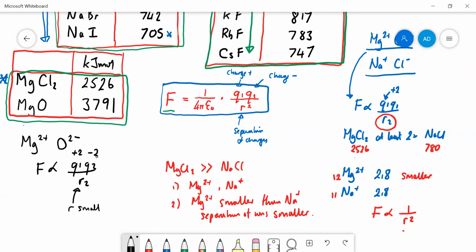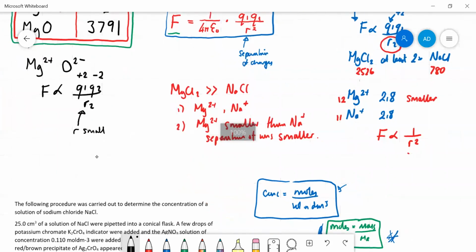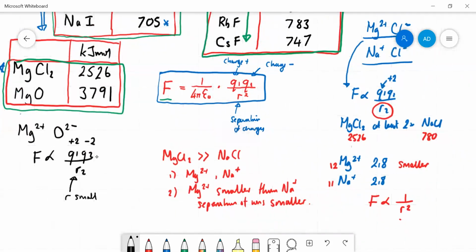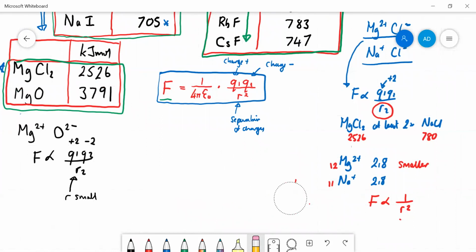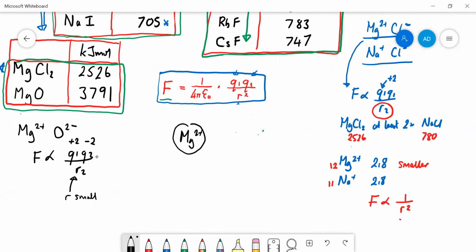Before we finish off, I've explained these mostly in terms of this equation up here, haven't I? And I think that's the easiest way to do it. What you can do as well is talk about charge density, which I don't think I would do. People tend to get confused with charge density.